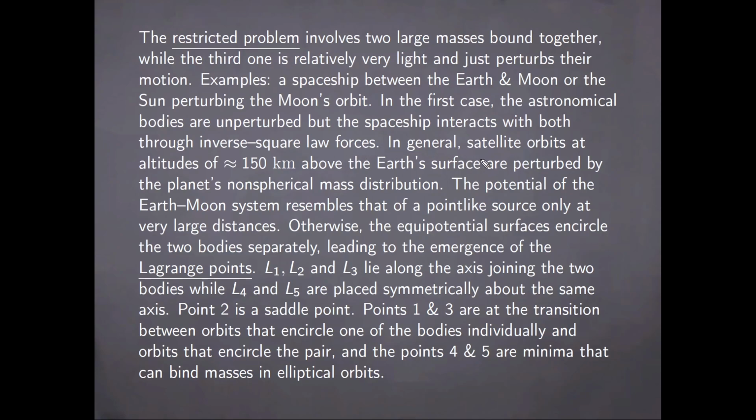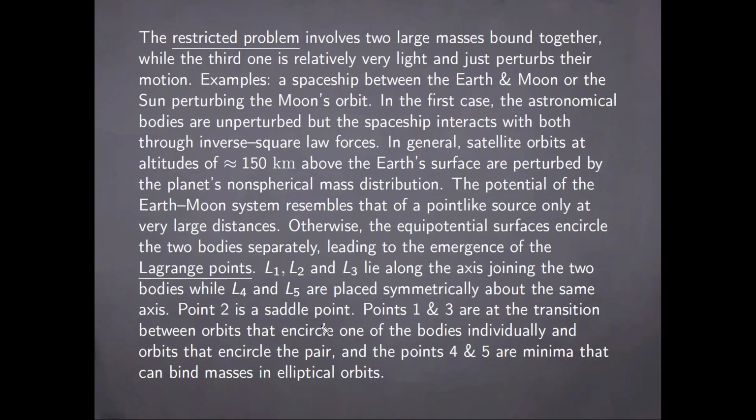In general, satellite orbits at altitudes of roughly 150 kilometers above the Earth's surface are perturbed by the planet's non-spherical mass distribution. The potential of the Earth-Moon system resembles that of a point-like source only at very large distances. Otherwise, the equipotential surfaces encircle the two bodies separately, leading to the emergence of the so-called Lagrange points. L1, L2, and L3 lie along the axis joining the two bodies, while L4 and L5 are placed symmetrically about the same axis.